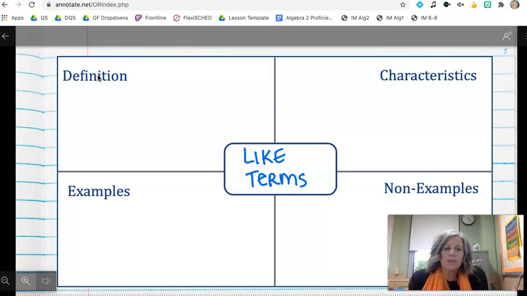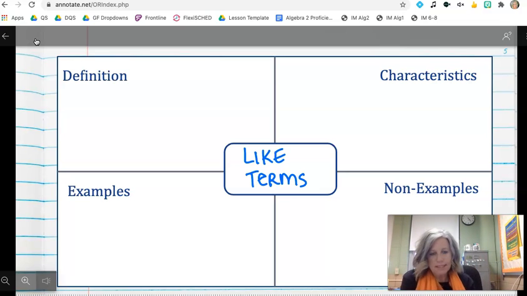Okay. So this is what I call a Frayer model, and we're going to put some definition to the like terms. So we're defining what like terms are. We're going to put a definition in the upper left-hand corner. We're going to talk about some characteristics. We're going to put some examples and non-examples. So again, I want you to hit pause, and I want you to add this to your notebook.